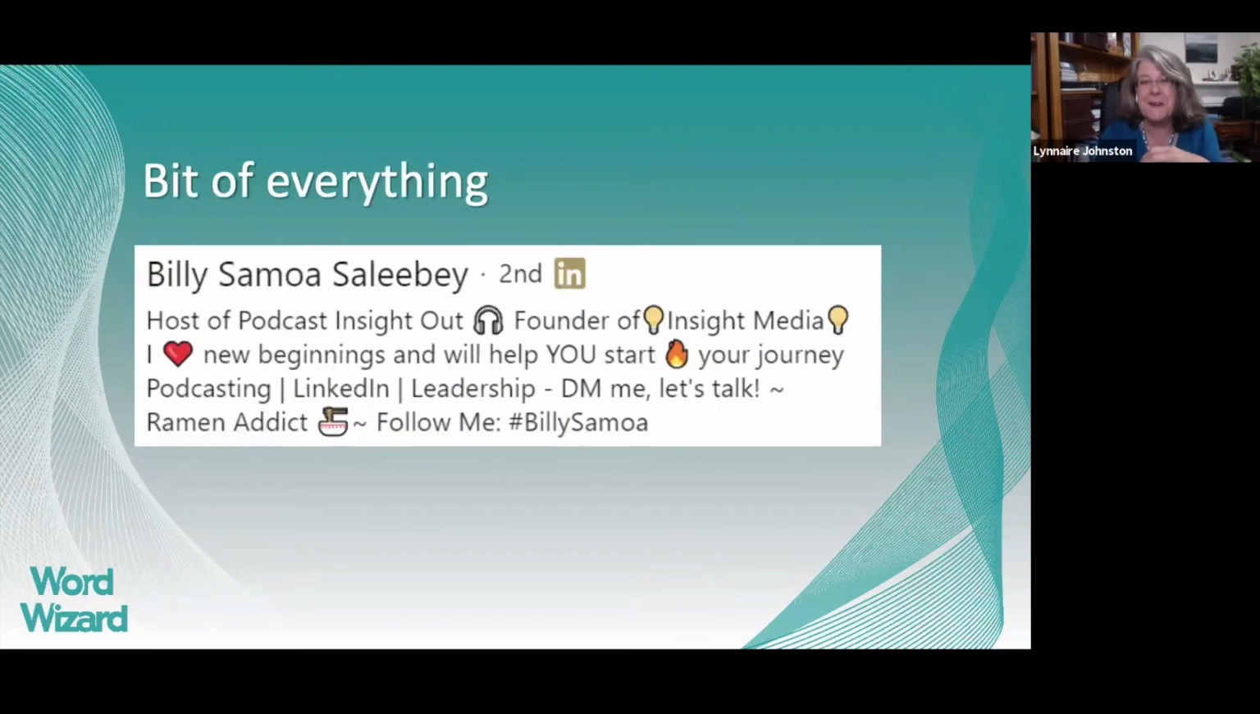And this is the final one of these, which I really have to say I really like. I only found this just the other day. And this has got a bit of everything in it. So you can see then that it has got 5 different emojis. It has got the vertical lines in it to break up the text. It has got 2 calls to action in the DM me, let's talk, and the follow me. So that's the calls to action. And it's got the hashtag at the end, Billy Samoa. So that you can see this is a really good example of putting together several different ideas from those that I have just shared with you.